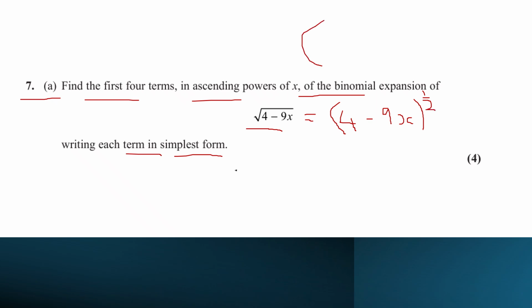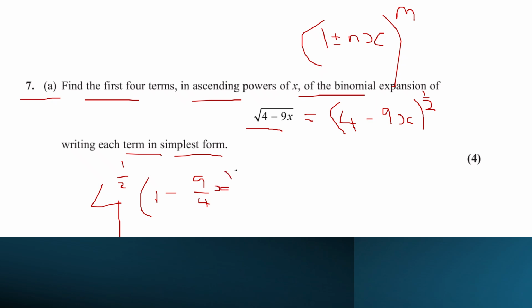Well, I want it in the form 1 plus or minus nx, all to the power of m, where n and m are just constants. So I'm going to factor out this 4 to the power of a half. So I'm going to have 4 to the power of a half, brackets, 1 minus 9 quarters x, all raised to the power of a half.